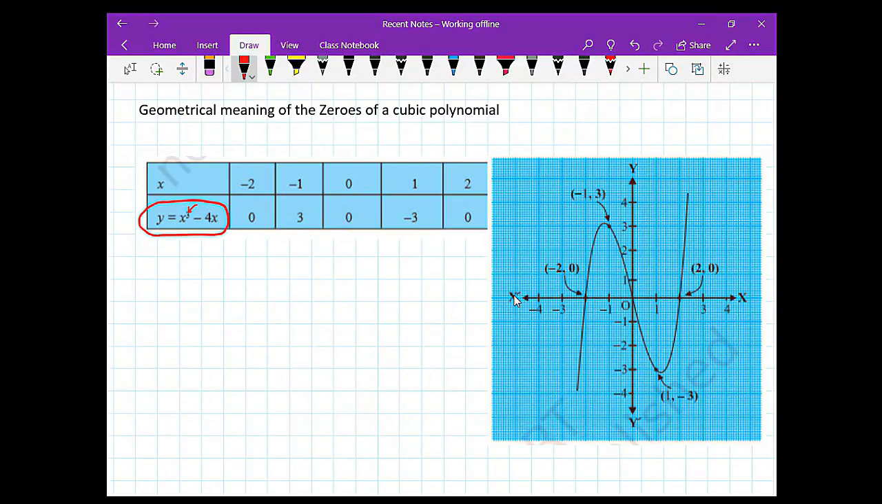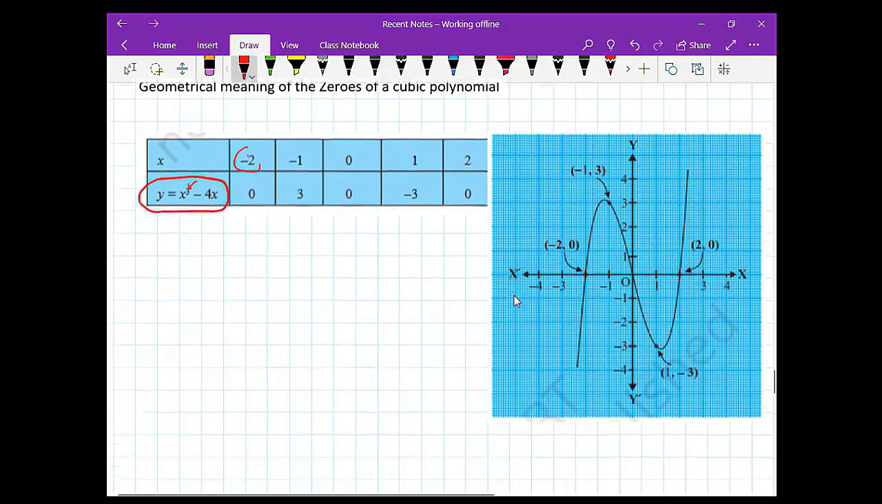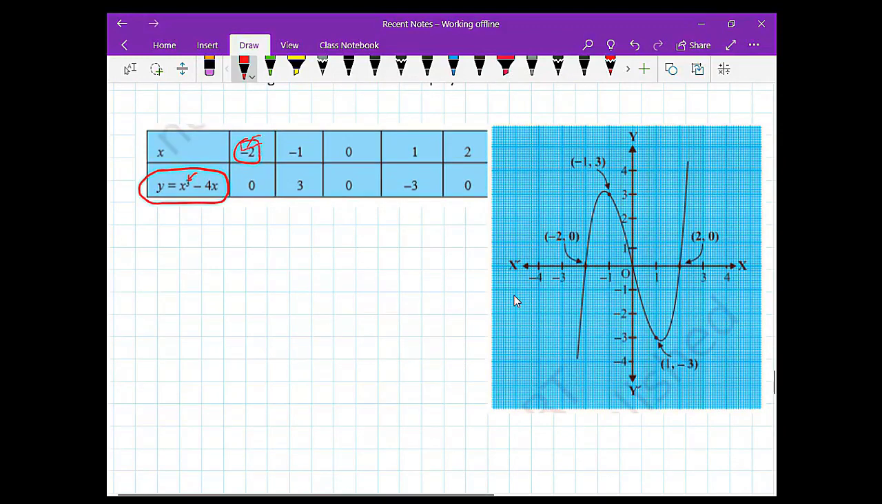See, for the value of x equal to minus 2, the value of y becomes 0. Putting minus 2 in x cube minus 4x: minus 2 cube is minus 8, and minus 4 into minus 2 is plus 8. Thus 8 minus 8 becomes 0. When x equal to minus 2, y becomes 0.